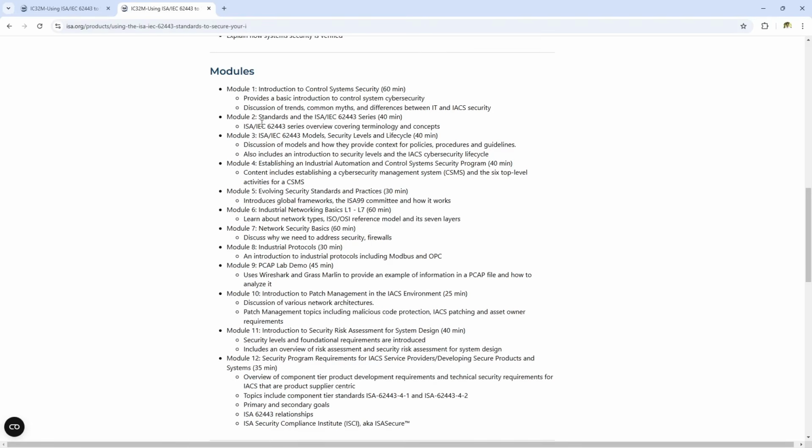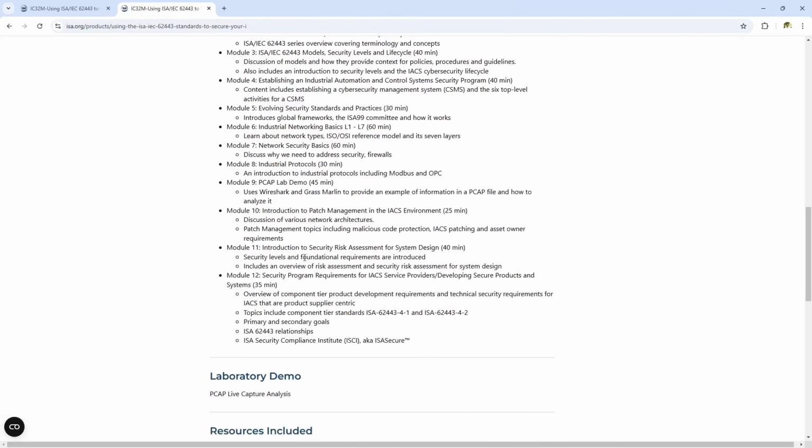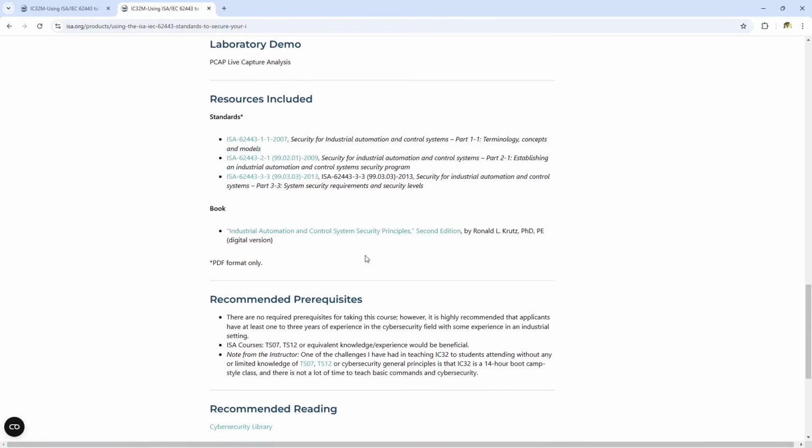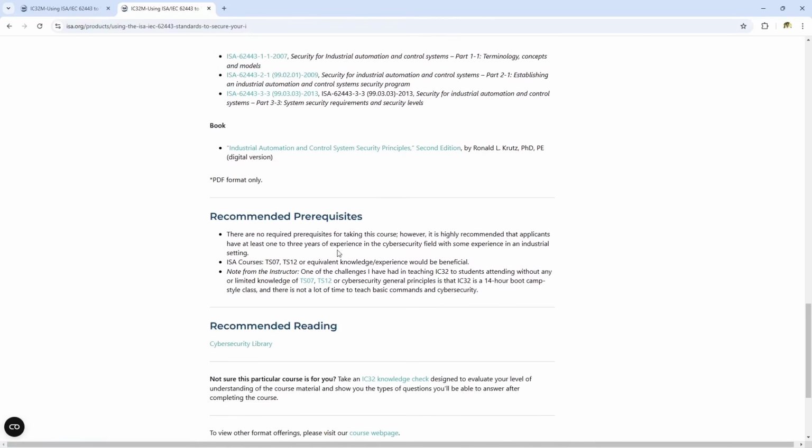As you can see, there are 12 modules. Module 1 talks about control system security and standards. You can read it whenever you have time. And what are the resources they have included? 1-1, 2-1, 3-3. And then this is the book that they have referred to create this, and there are some prerequisites.